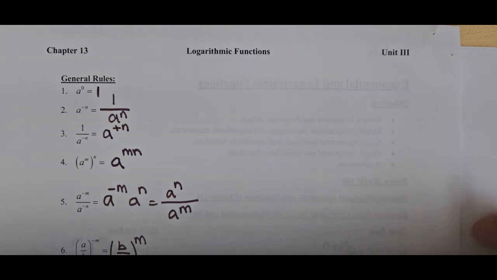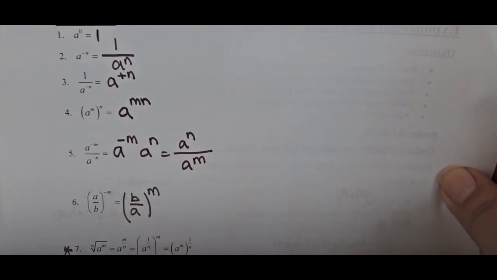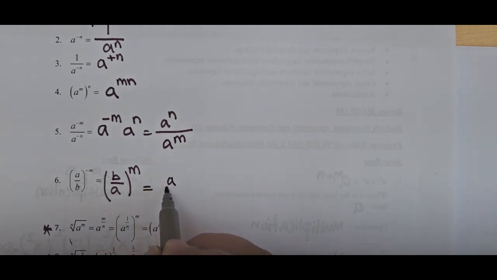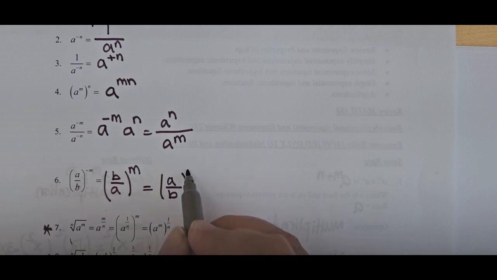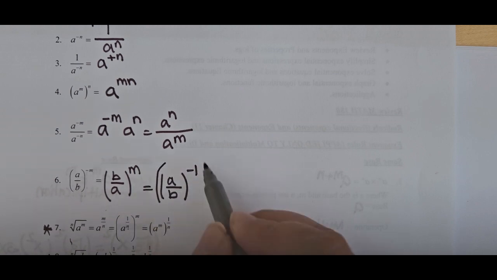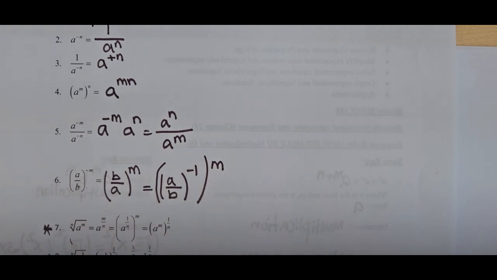Next would be rule number 6. Again, it's regarding negative exponent. If you consider only the negative sign, I can just flip this function. Actually what I'm doing is raising it to the power -1, then raising it to the power m. Let me expand it. So a to the power b can be raised to the power -1. Then after that, I will raise it to the power m. That's exactly rule number 4.